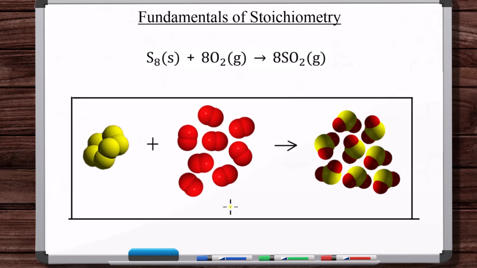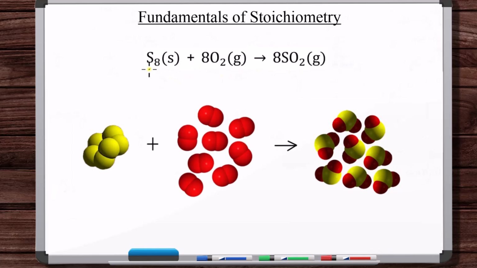That's it. That's all we've done. What I mean is, remember, the mole is just a scaling factor in the exact same way that a dozen is just a scaling factor. So would it make sense to read this chemical equation this way? What if I said that 1 dozen S8 molecules react with 8 dozen O2 molecules to produce 8 dozen SO2 molecules? Well, of course that makes sense.